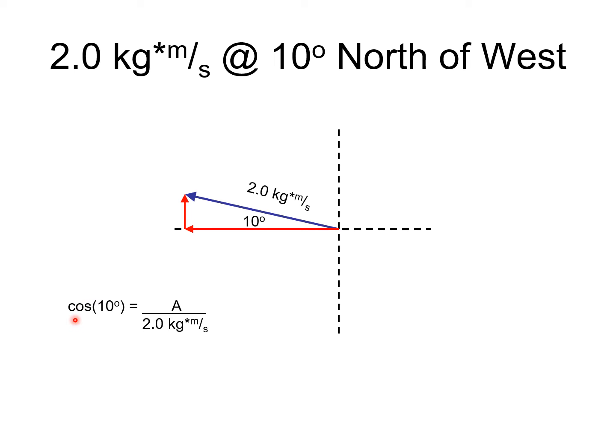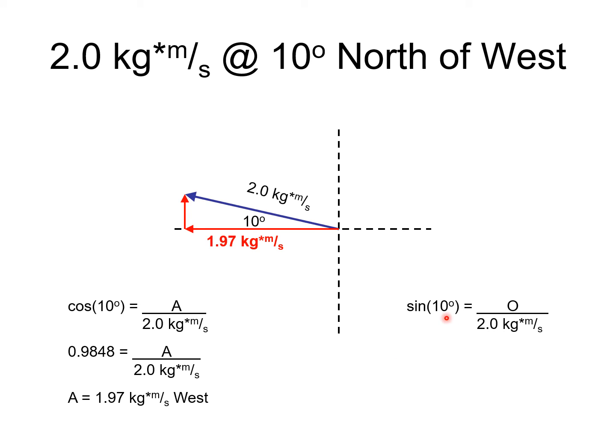So to find the x direction, we're going to use cosine. It's adjacent, so cosine of 10 degrees is going to be equal to adjacent over the hypotenuse, which is 2. Cosine of 10 is going to be 0.9848, multiply both sides by 2, and we get 1.97 kilogram meters per second. And again, that's going to be west because the vector itself was northwest, so we're going to have a west component and a north component. To find the north component, that's opposite, so sine of 10 degrees is going to be opposite over 2. Punch in sine of 10 degrees, we get 0.1736, multiply both sides by 2, and we get 0.35 kilogram meters per second north.